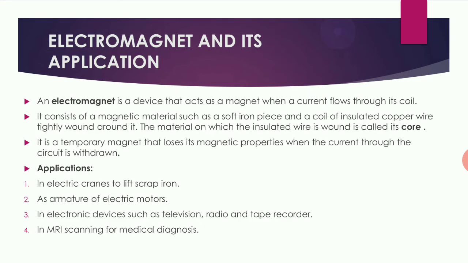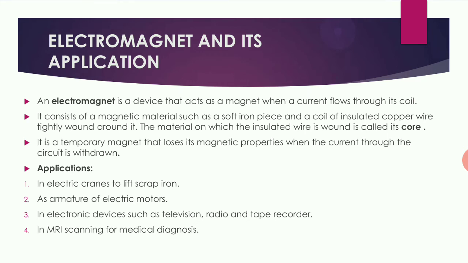Next, electromagnet and its application. Electric current has a heating effect. Similarly, it also has a magnetic effect. An electromagnet is a device that acts as a magnet when current flows through the coil. So it is nothing but a device which acts as a magnet. It shows the magnetic effects.